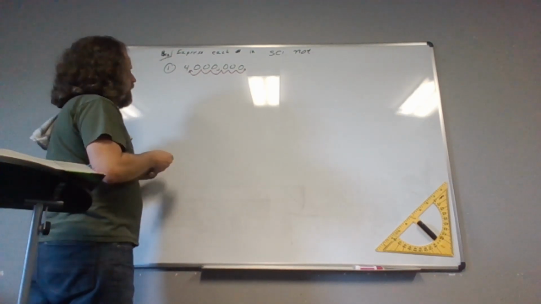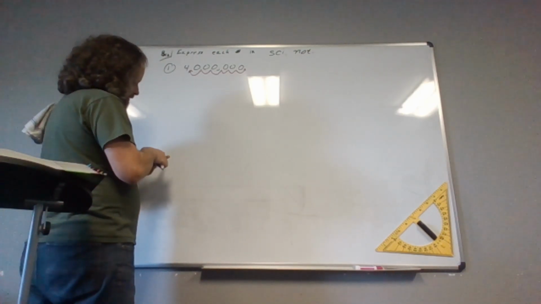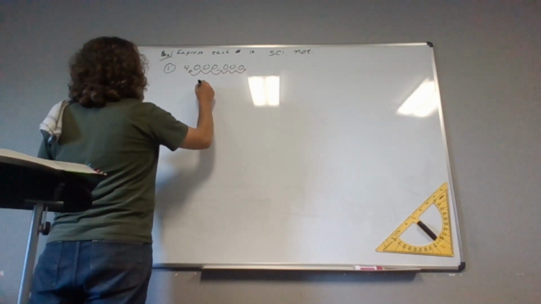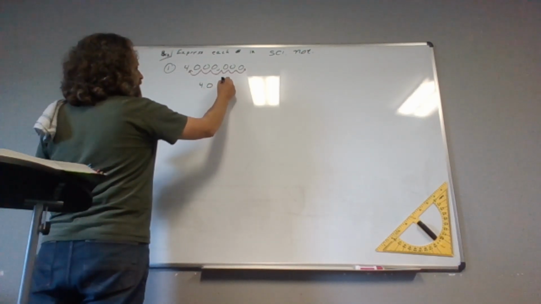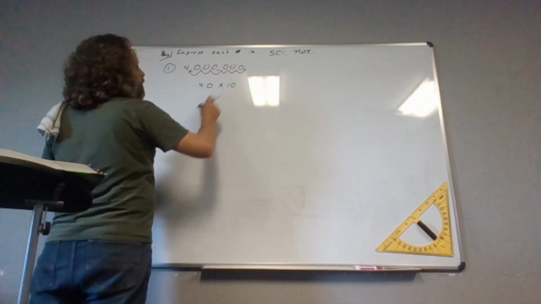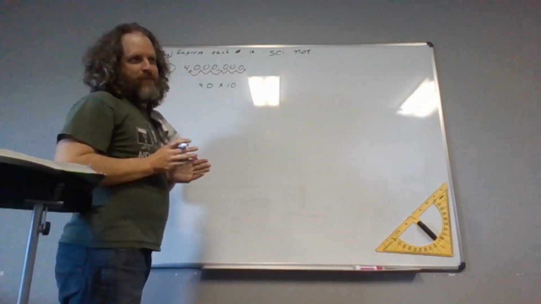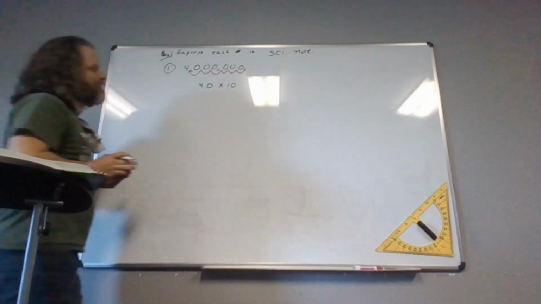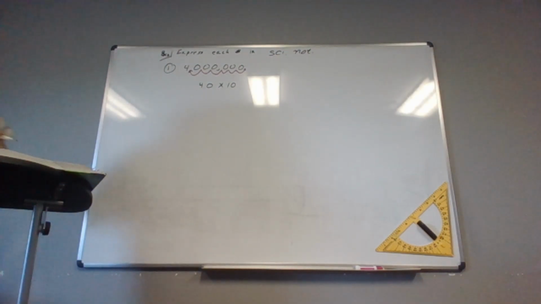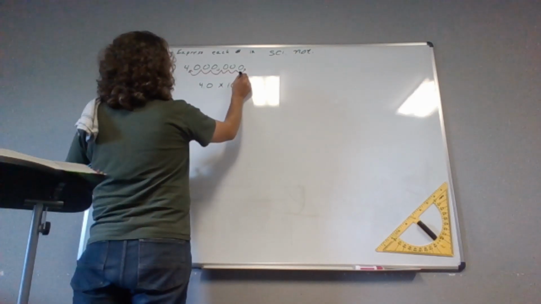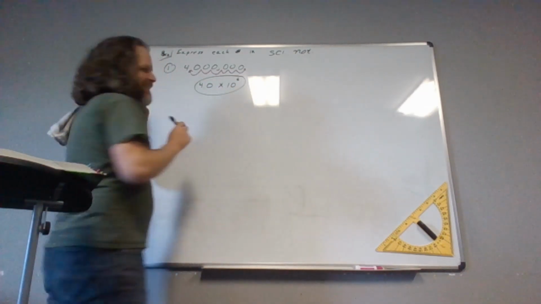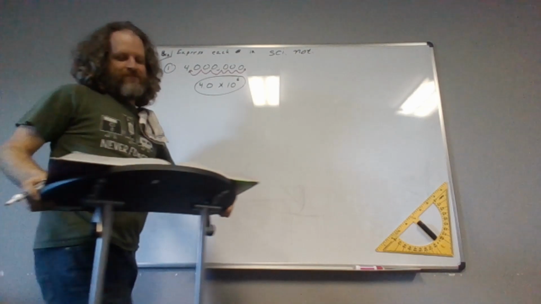I know the answer. What is it? So it is 4.0 to the 6. Oh, 4 times 10 to the 6th. Do we start with a big number or a little number? Big. We start with a big number, so it's 10 to the 6th.